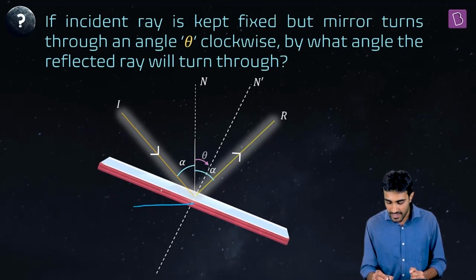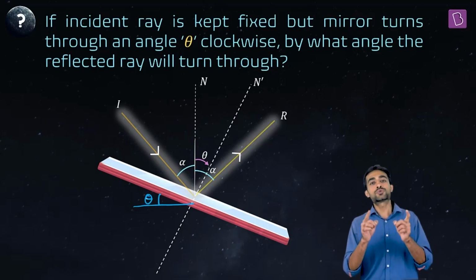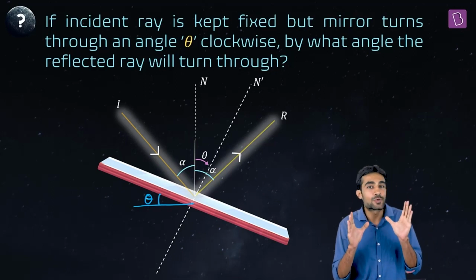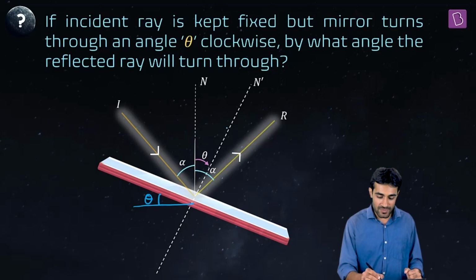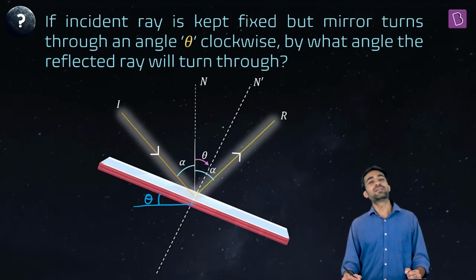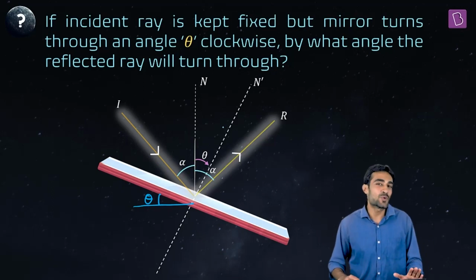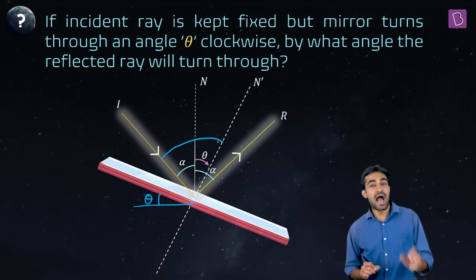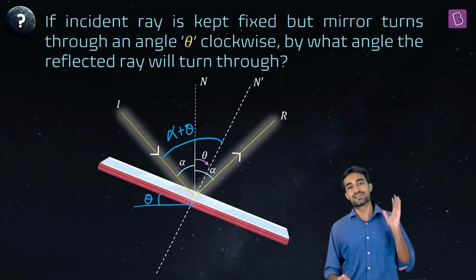Now you can see, if the mirror is turned by an angle theta, the normal will also turn by an angle theta. Normal is always perpendicular to the mirror. It will turn along with the mirror. We know that. So we have turned the normal also. Now tell me, what is the total angle of incidence? Take your time. The new angle of incidence now is alpha plus theta. Good, because we have turned the normal. So this is alpha plus theta, the angle of incidence.